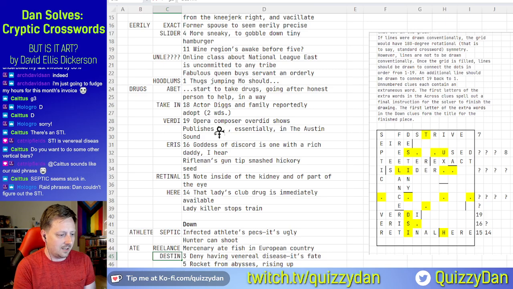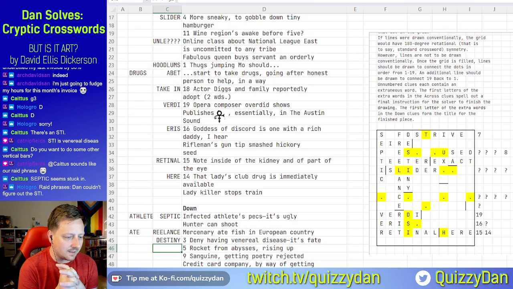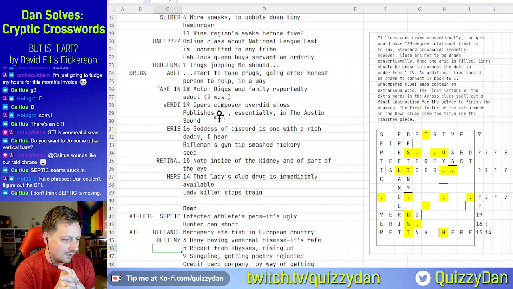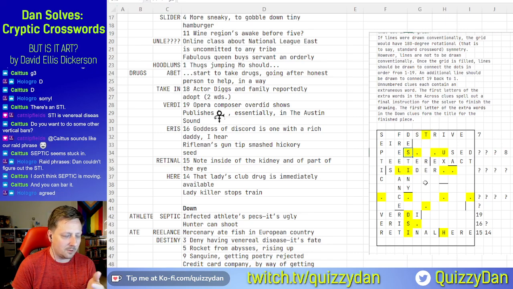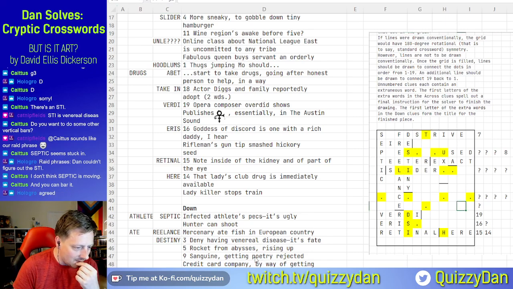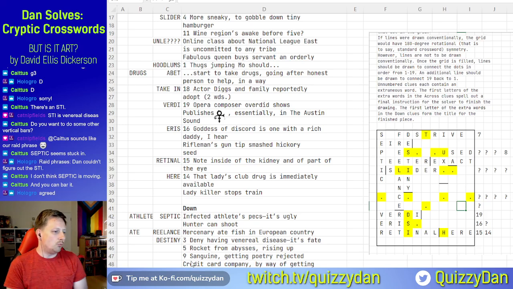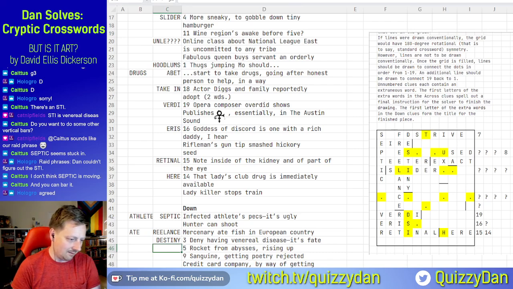So, destiny. Rocket from abysses rising up. It's got to be a hidden, surely. This is number 5. So we know that one of these is 3, but we don't know which one yet. Could be this one, could be this one. Is it hidden? Ceci. Esib. Ibam. Bamor. Amorph. Morphed. Rocket. Okay, it's not a hidden.